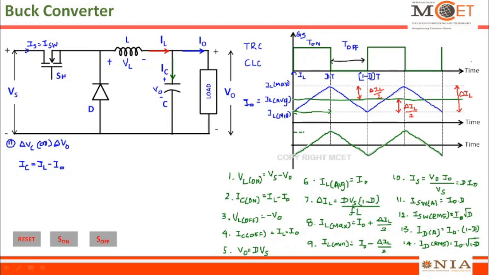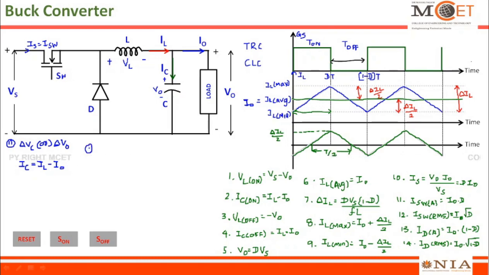If you look at the peak value of this waveform, when I subtract, this point becomes 0 because both are delta IL by 2. So this peak point becomes delta IL by 2. The total time period is T, so this part of the time period will be T by 2. This is very important in order to calculate the ripple voltage across the load, or the ripple voltage across the capacitor.